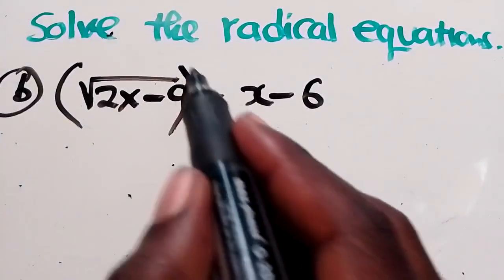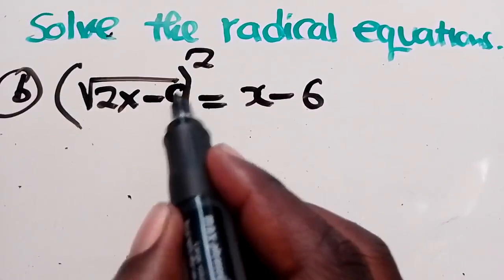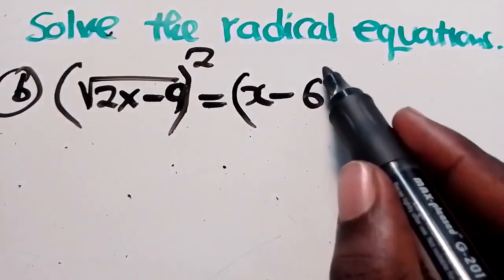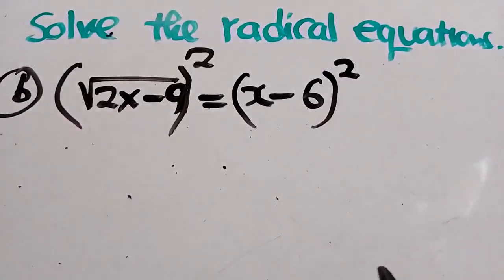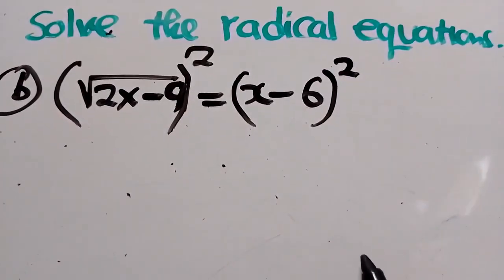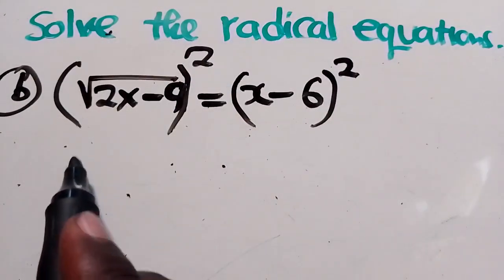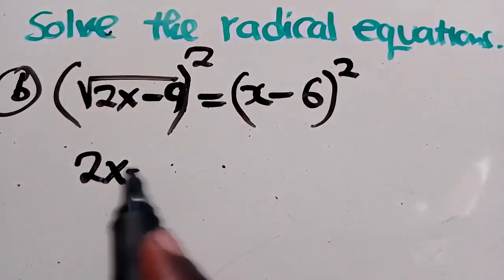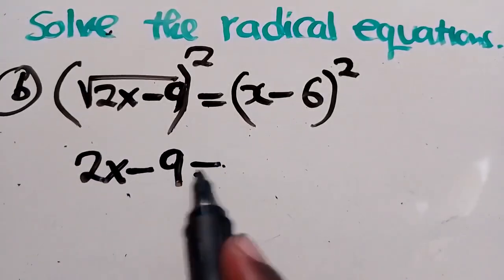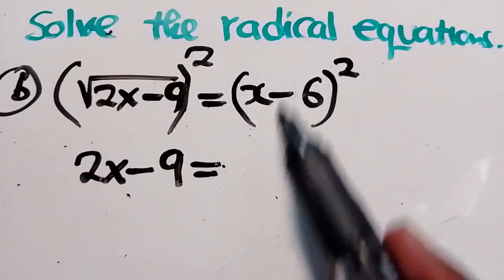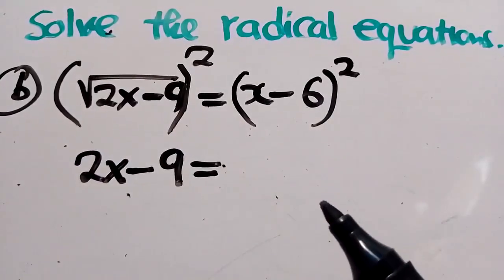So we square both sides. Here, this is a 9. If you square this side, the square and this root will cancel. What are we going to have? 2x − 9 is equal to... So you are squaring this. What is your answer when you square this?